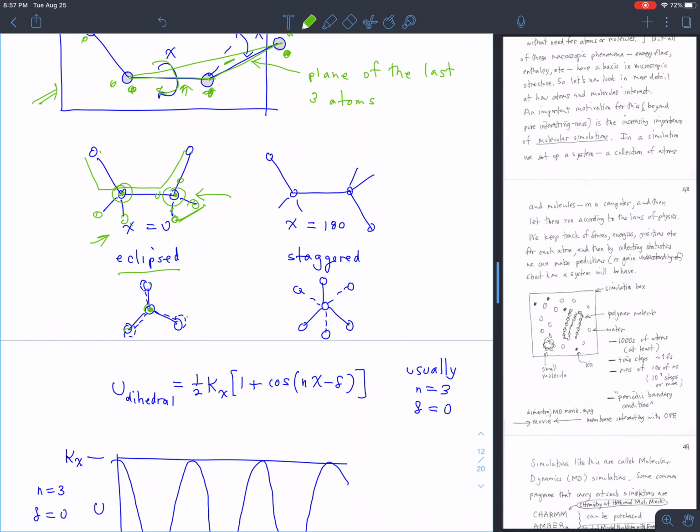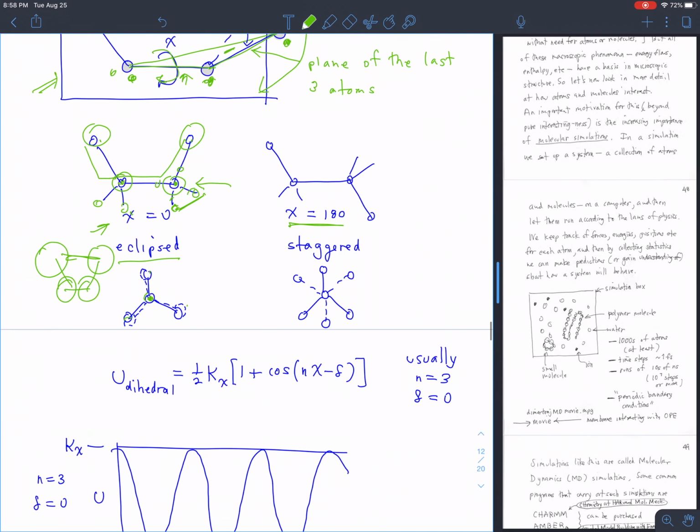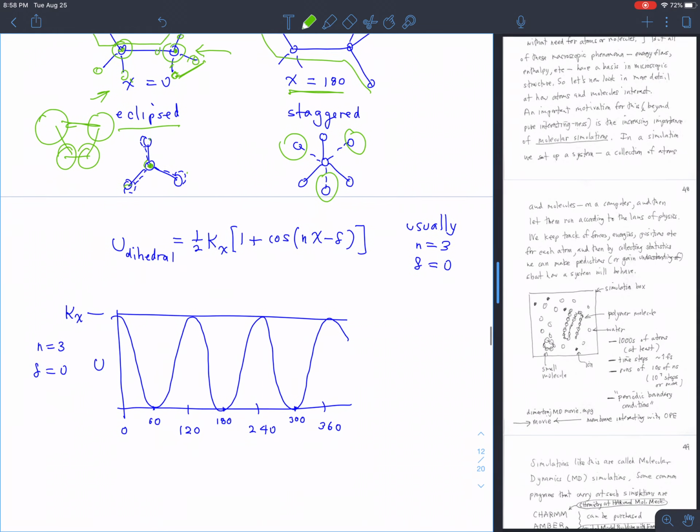That's a high energy, unfavorable arrangement, because these atoms clash with each other, bump into each other a little bit. The way I've drawn them here as small circles doesn't look like they bump into each other, but they're really big. It really looks more like this. And they do bump into each other. On the other hand, if chi is equal to 180 degrees, that's this plane rotated all the way 180 degrees, then you've got this staggered arrangement, which is the low energy configuration, where all the atoms are in between each other and have the minimum amount of clash or bumping into each other.